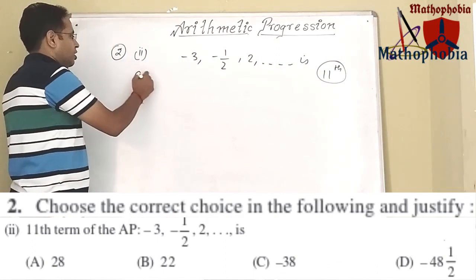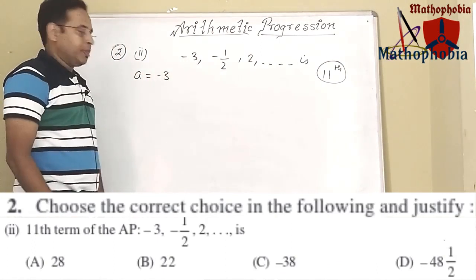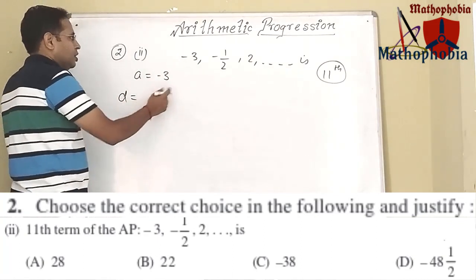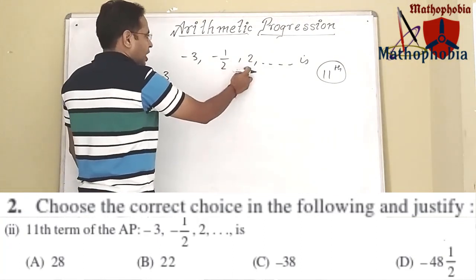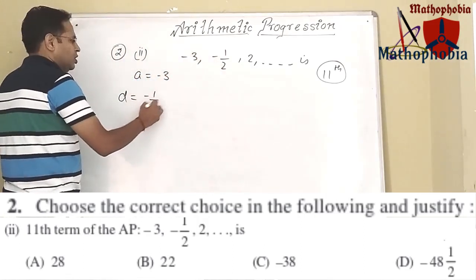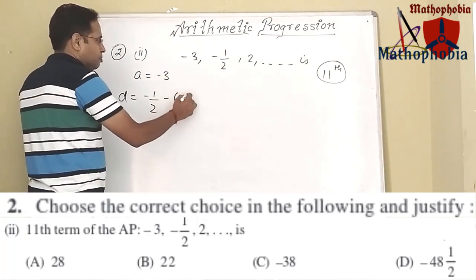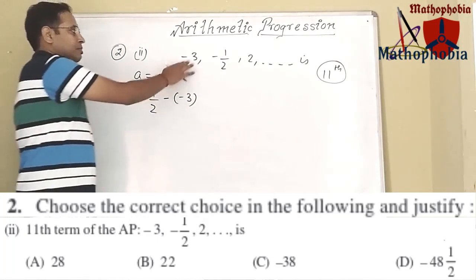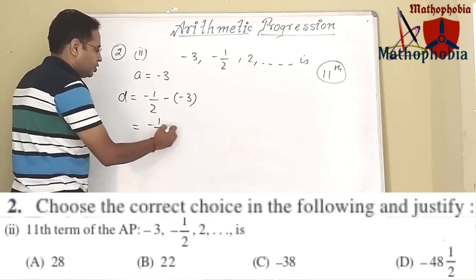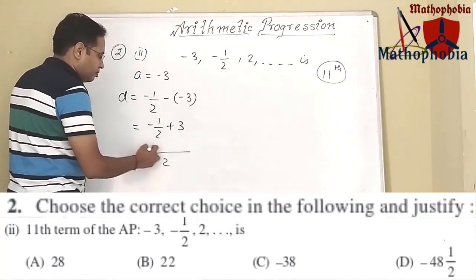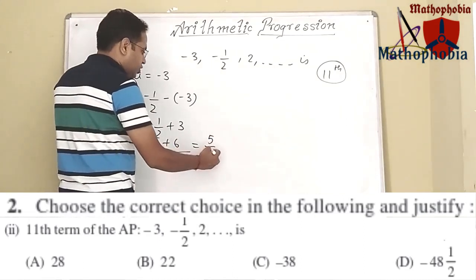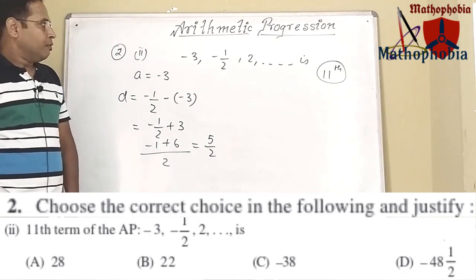What is the value of A of this AP? The first term is minus 3, and for the common difference, subtract any two consecutive terms, either subtract this from this or this from this, any one you can take. So minus 1 upon 2 minus minus 3. I have subtracted minus 3 from minus 1 upon 2. So I'll get minus 1 upon 2 plus 3. Let's take LCM. Minus 1 plus 6, you will get 5 by 2. Therefore, the common difference is 5 by 2.